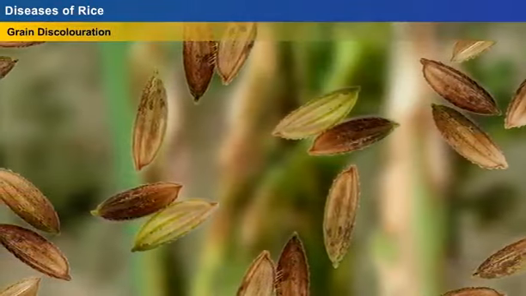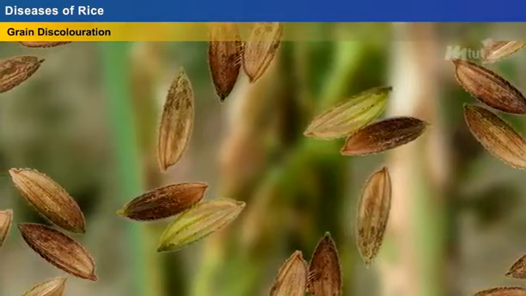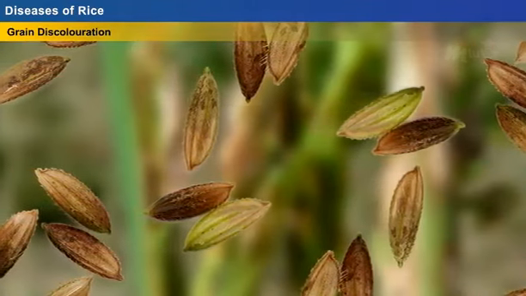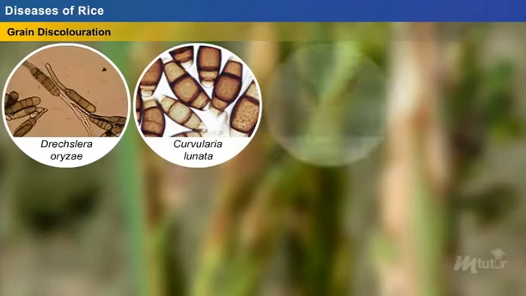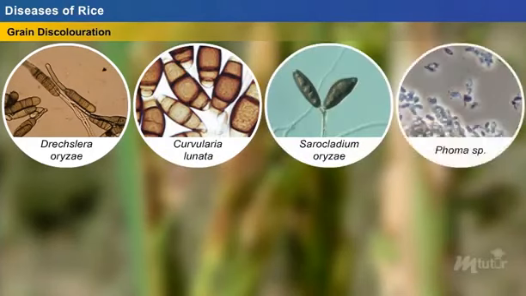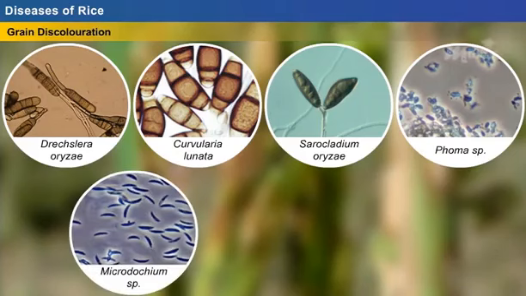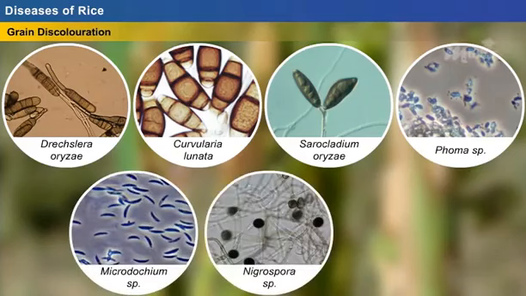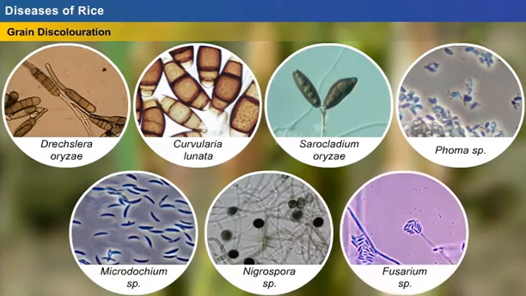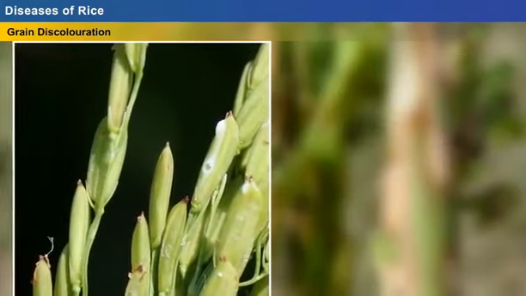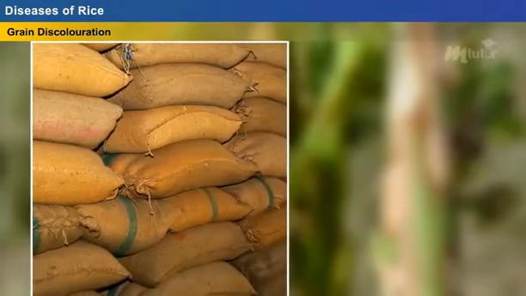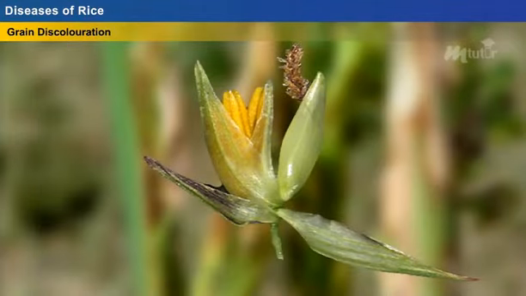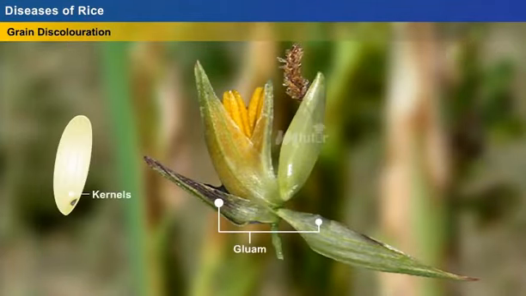Grain discoloration. Rice grain discoloration is a serious disease caused by a wide range of microorganisms such as Drechslera oryzae, Curvularia lunata, Sarocladium oryzae, Phoma species, Microdochium species, Nigrospora species, and Fusarium species. The grains are subjected to infection either after milk stage or after harvest or during the process of storage. The infection may occur externally on the glumes or internally on the kernels, resulting in discoloration of the glumes or kernels.